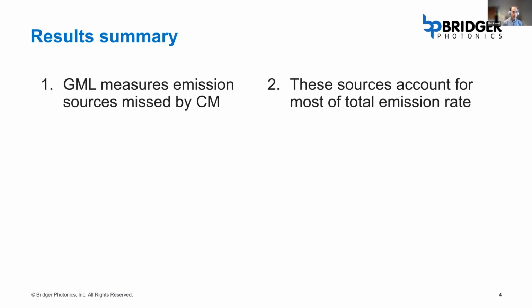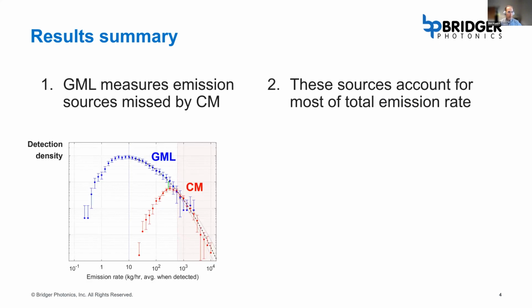Just as a sneak preview of the results, the main things that I'll be arguing here are that GML is measuring emission sources that were missed by Carbon Mapper, and that these sources account for, in fact, most of the total emission rate in the region.